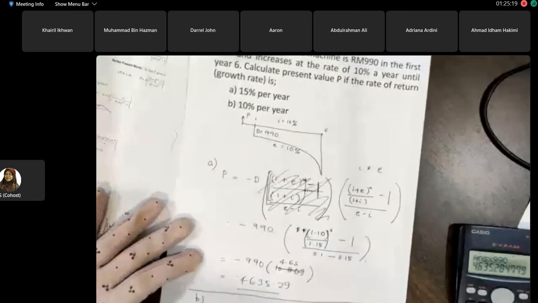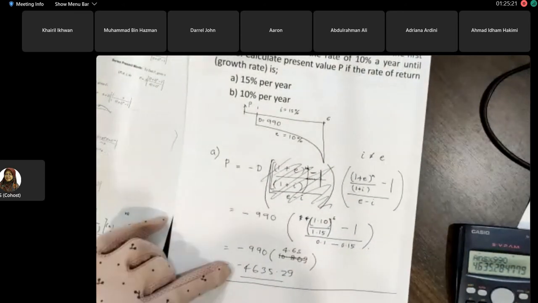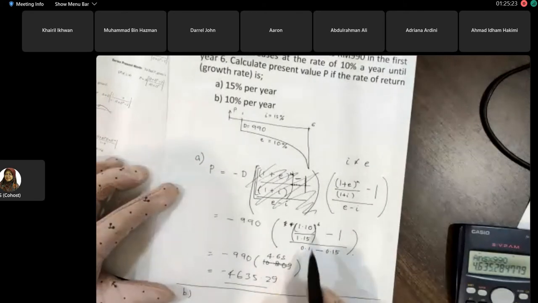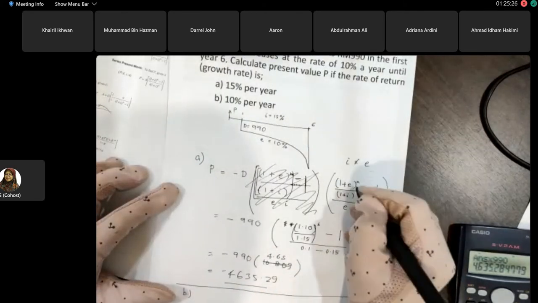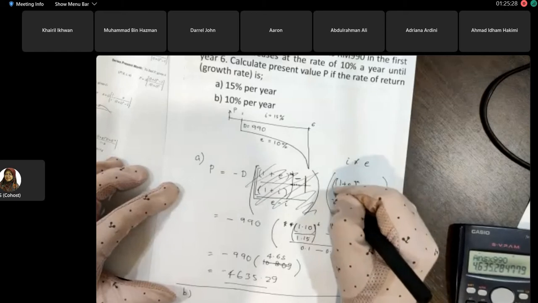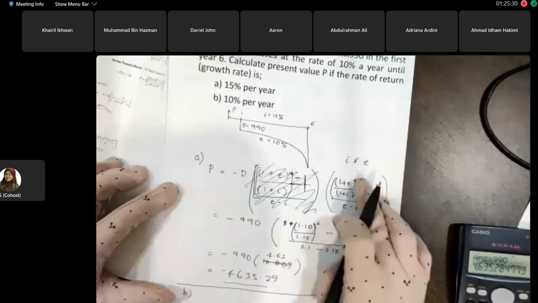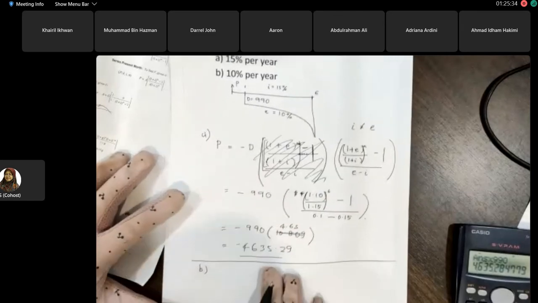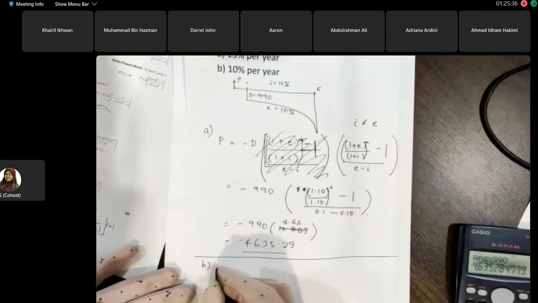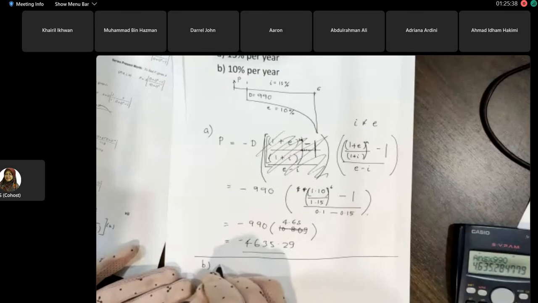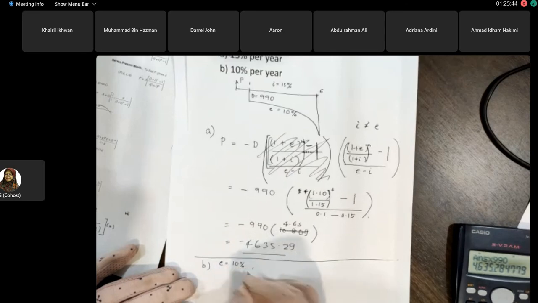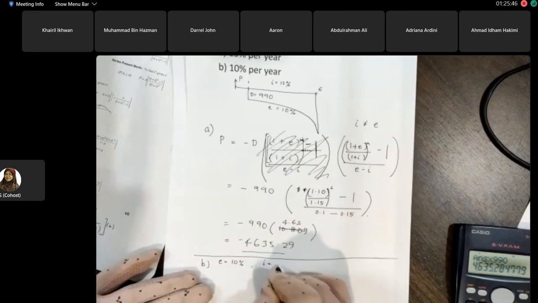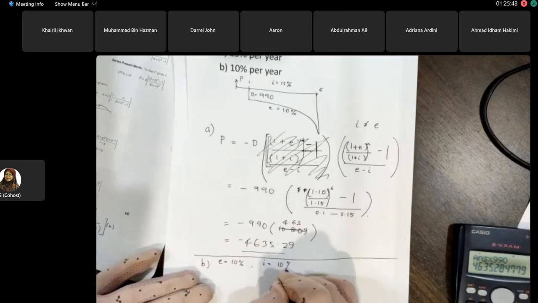Okay, then okay, so the answer. So the correct one is this one. Bukan yang ni. Sana. So all must be bracket then power of n. Okay, so the answer is here. Okay, now B. When your interest is 10%, the E is 10%, but the I is okay, I sama juga lah 10%.